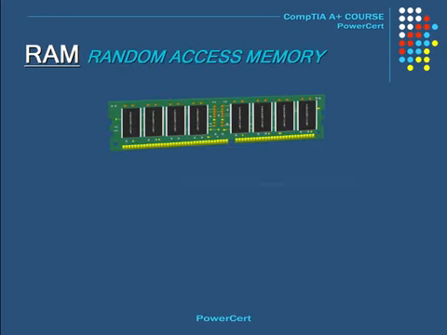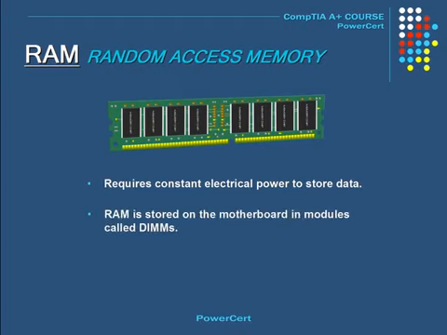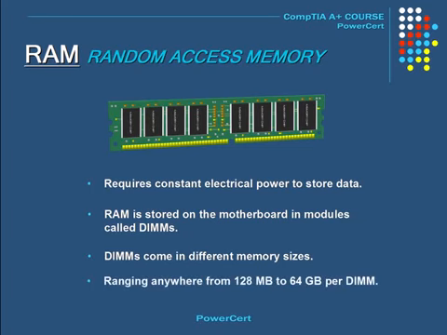RAM requires constant electrical power to store data. And if the power is turned off, then the data is erased. RAM is stored on the motherboard in modules that are called DIMMs. And these DIMMs come in different memory sizes. Today, they range anywhere from 128 megs up to 64 gigabytes of memory per DIMM.